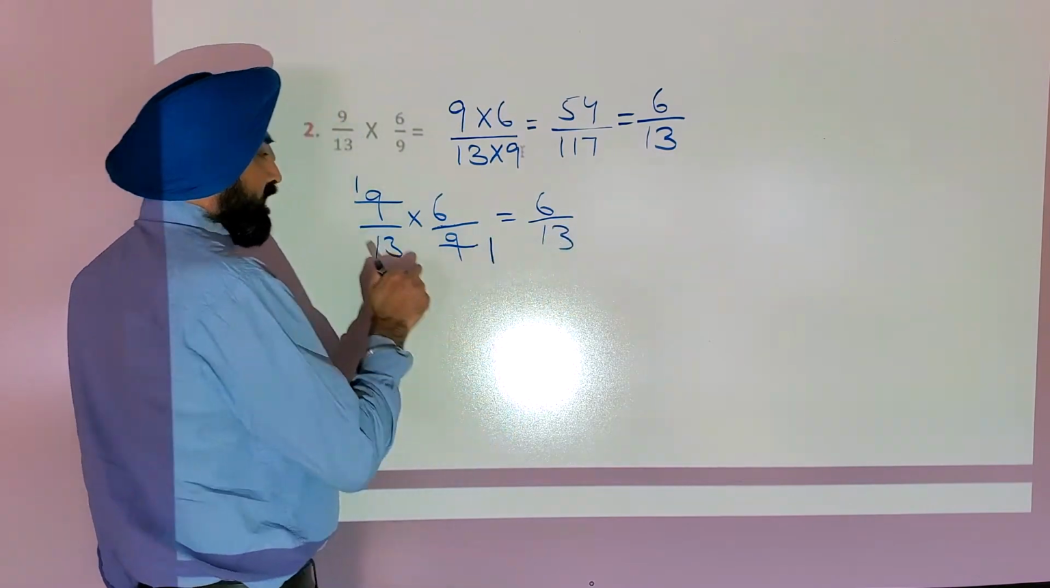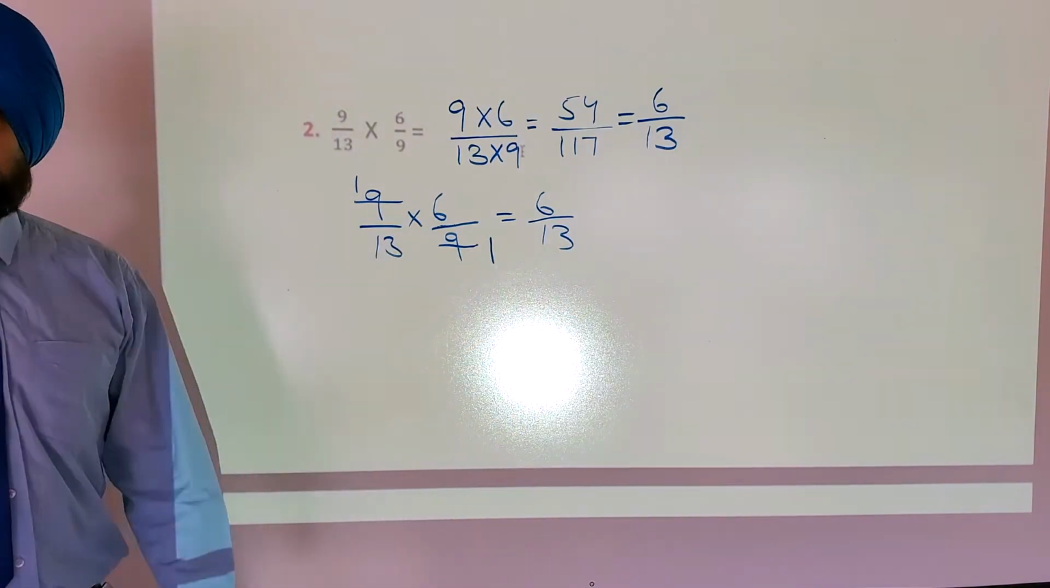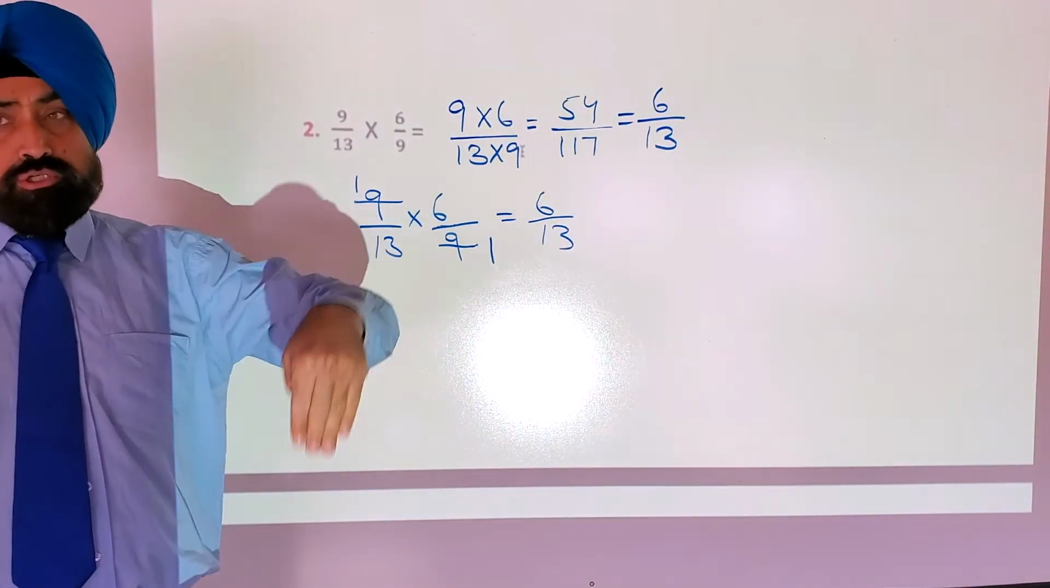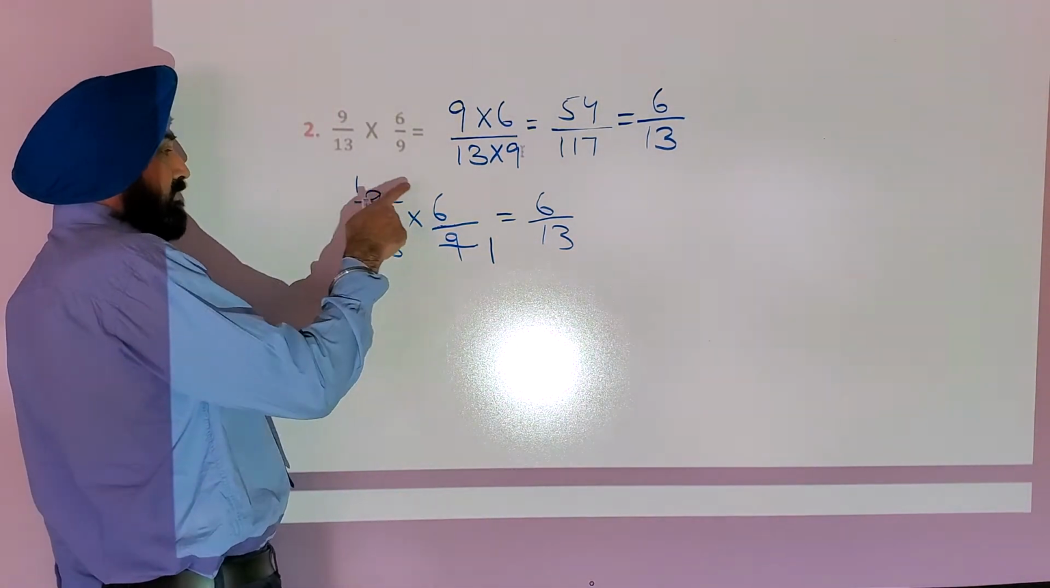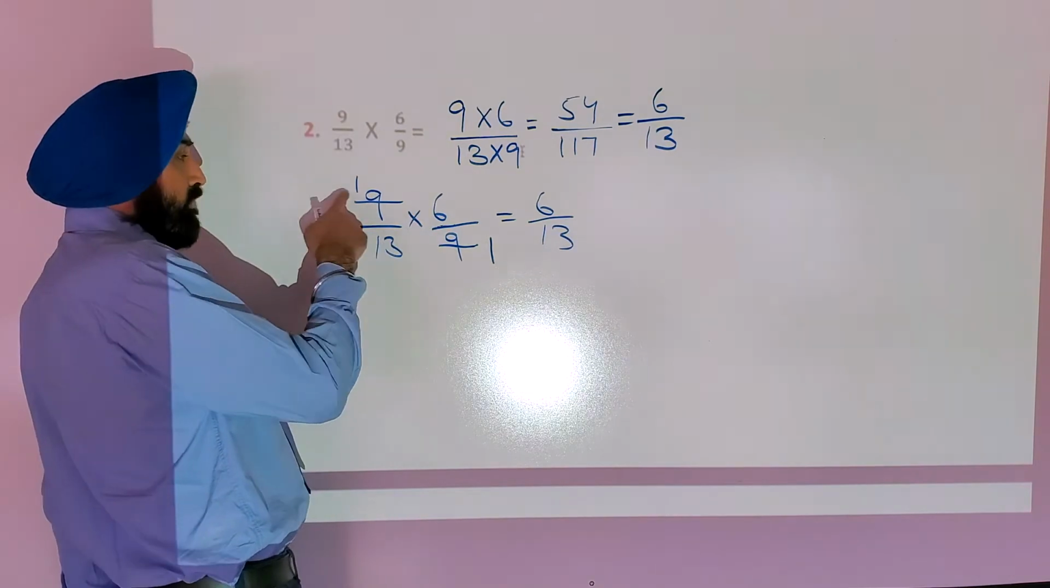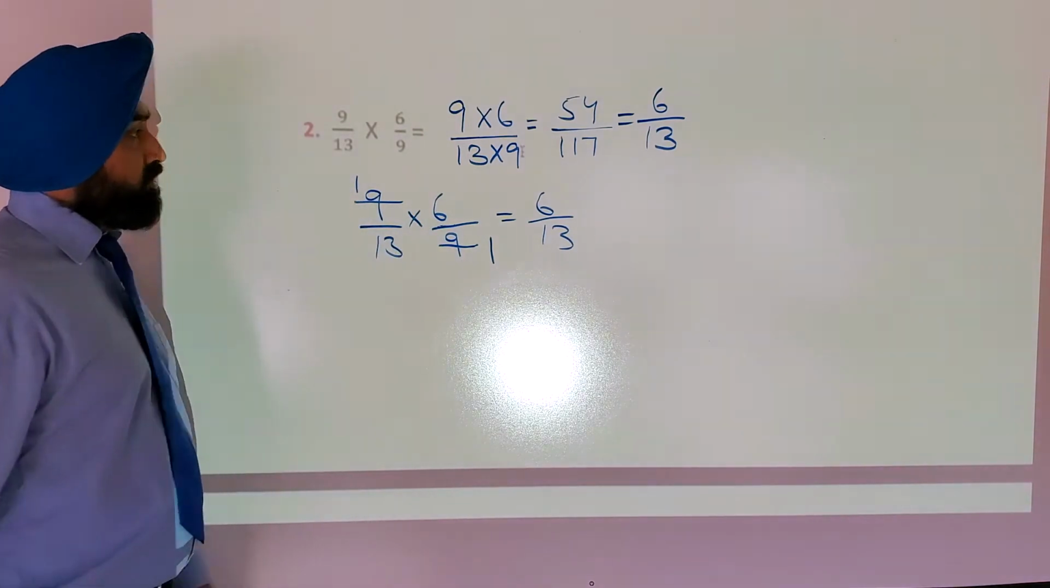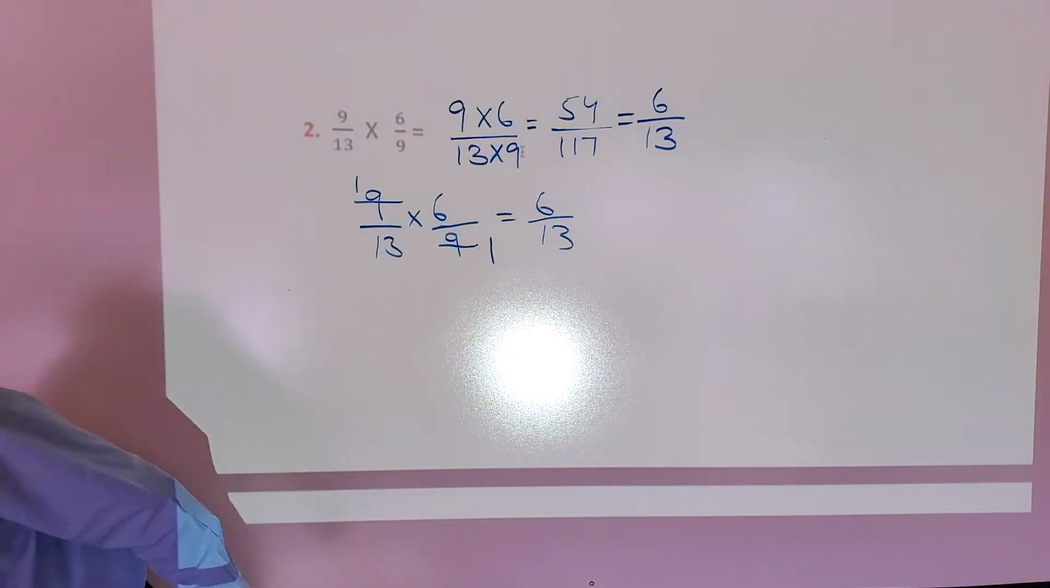So in multiplication you can reduce crosswise also. For example, this is the numerator of the first fraction, this is the denominator of the other fraction. So you can still reduce it. So 6 over 13 is the answer.